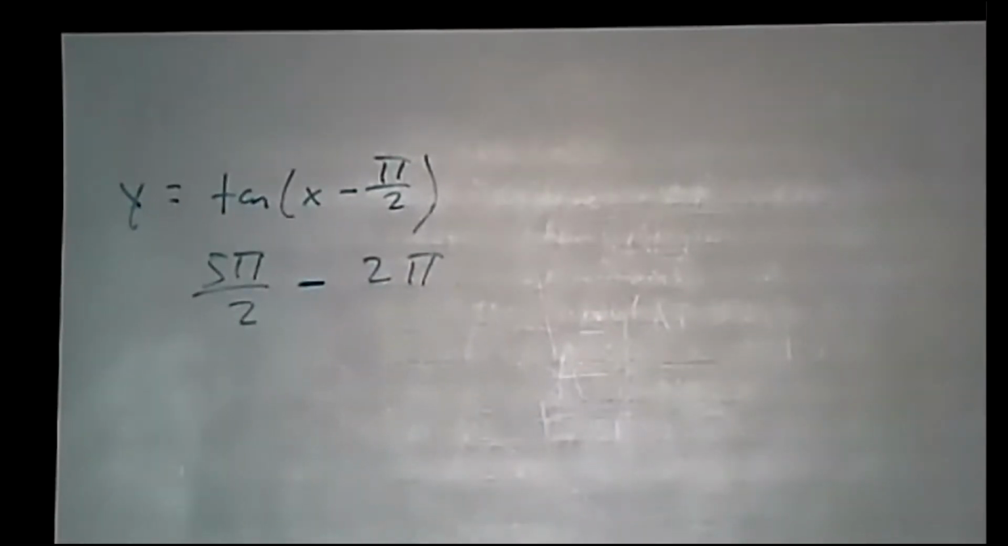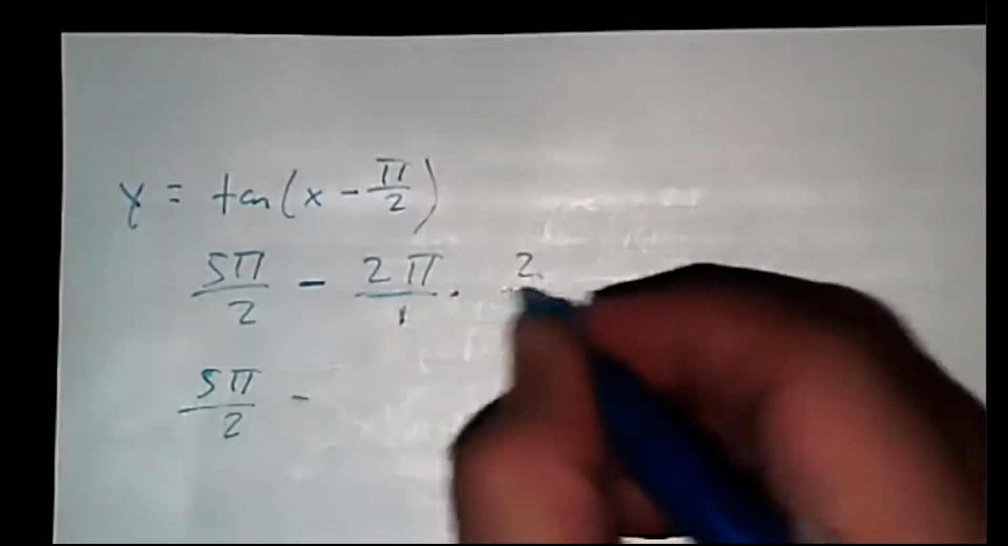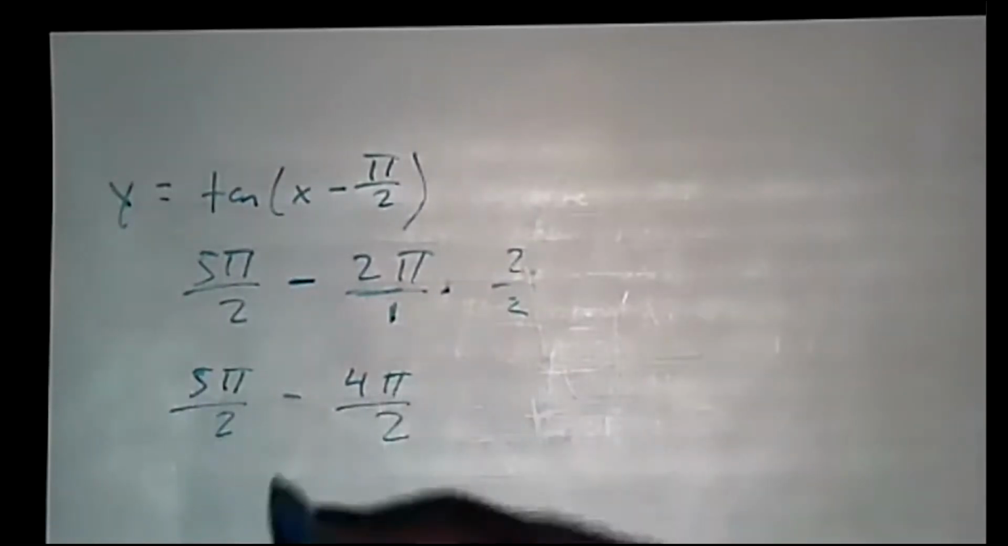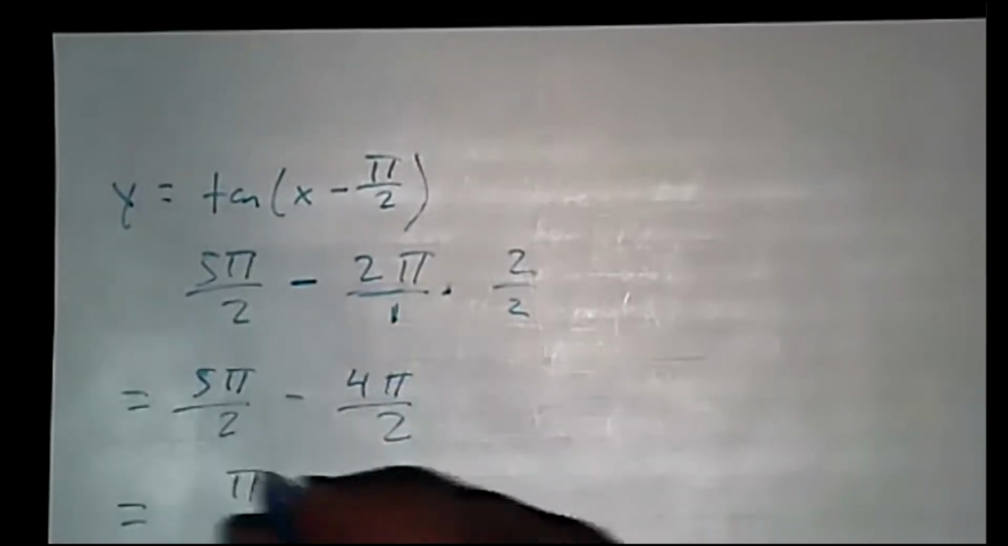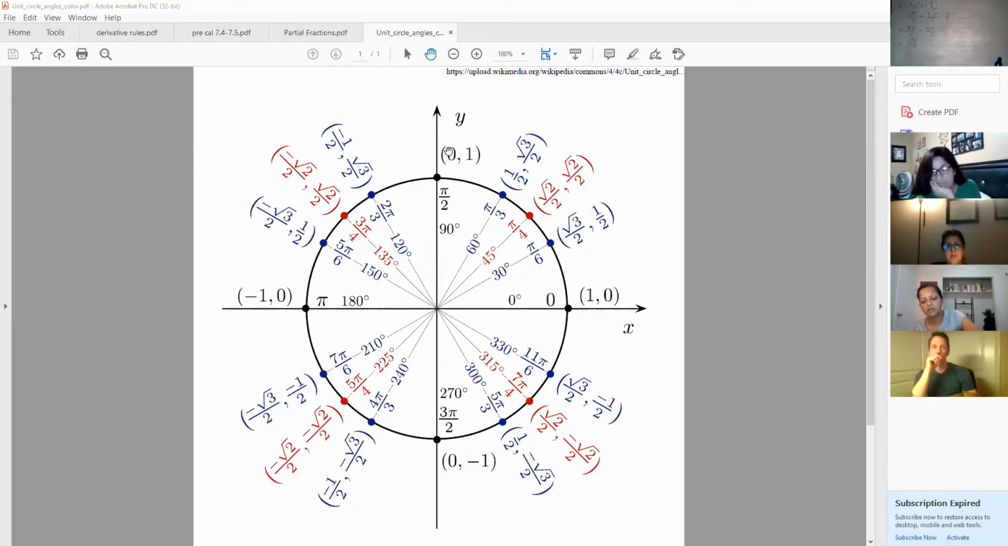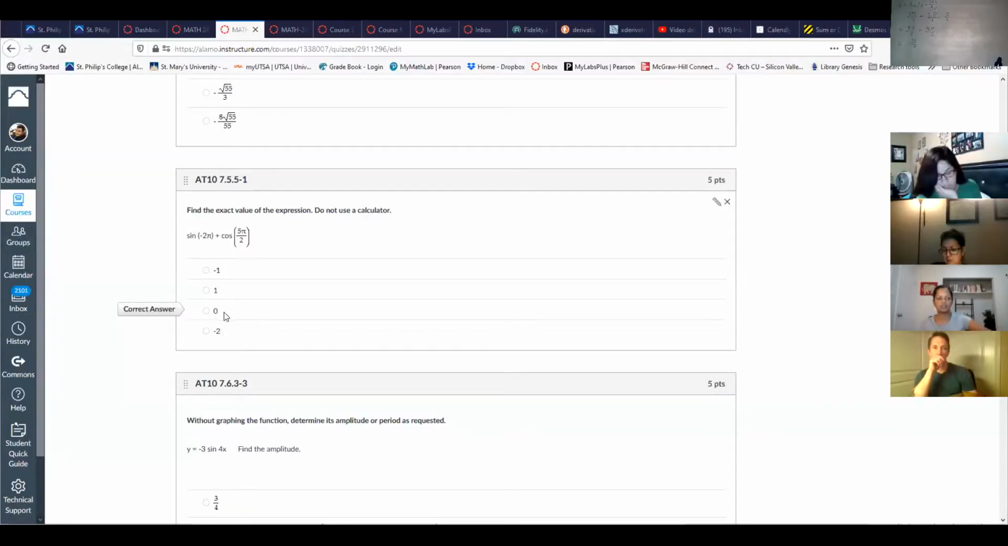So we find the denominator. That'll be 5 pi over 2 minus 2 pi, multiplied by 2 over 2 to get the denominator, 4 pi over 2. So 5 minus 4 gives pi over 2, which we could kind of see, right? But if you didn't see it, that's how you would do it. And then I do cosine of pi over 2, which is 0. So you have 0 plus 0 as your answer, which is, of course, 0. Yeah, that's what they got.